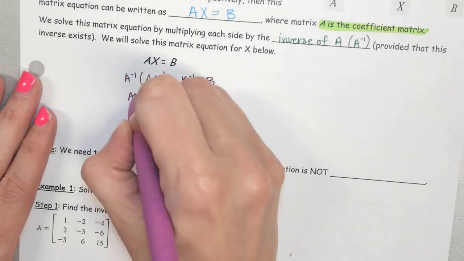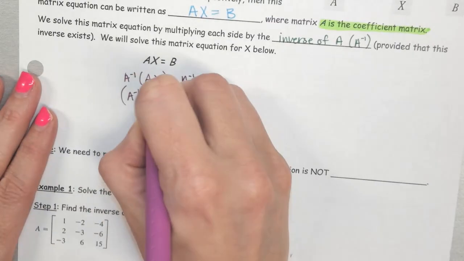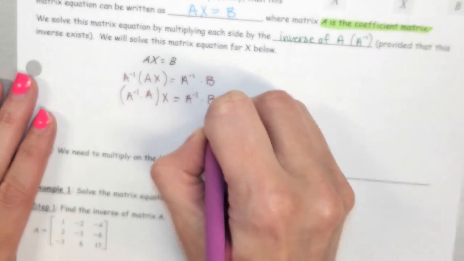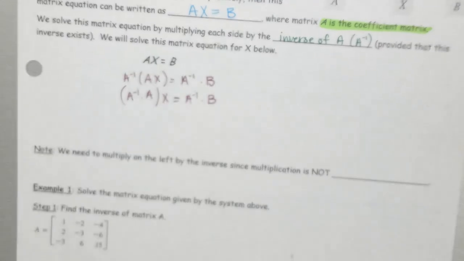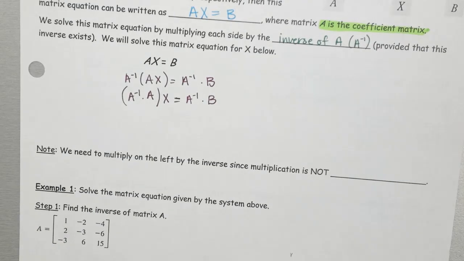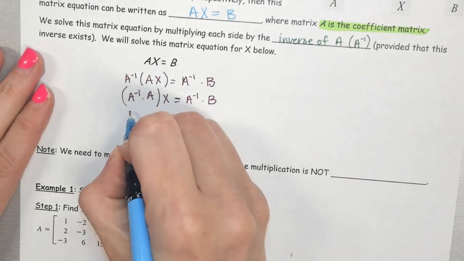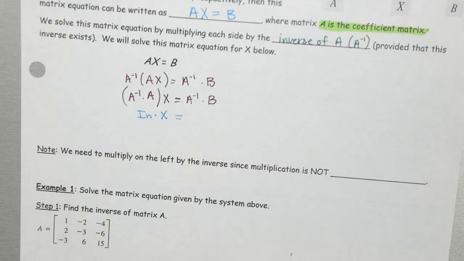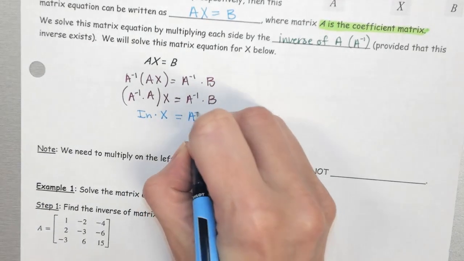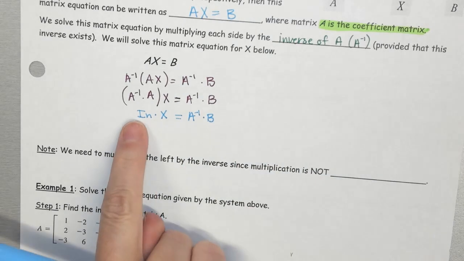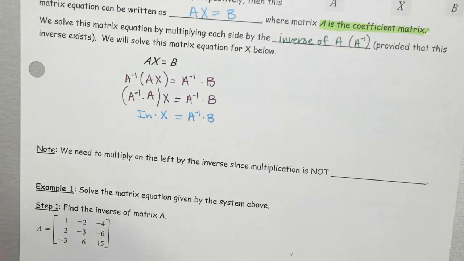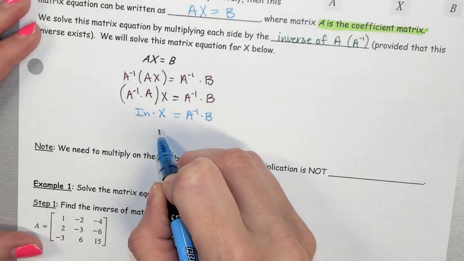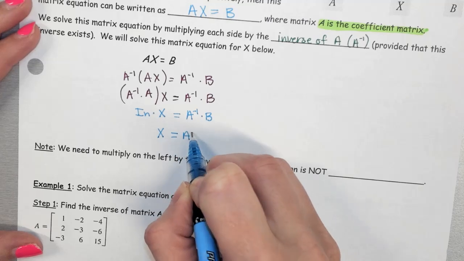Then, according to our properties of multiplication, you can multiply those together first. What happens when you multiply an inverse by the matrix? You guys remember what you get? You get the identity matrix, yep. So we call it I sub n times X equals A inverse times B. And when you multiply the identity matrix by X, what do you get? An identity multiplied by a matrix is that same matrix, so X.